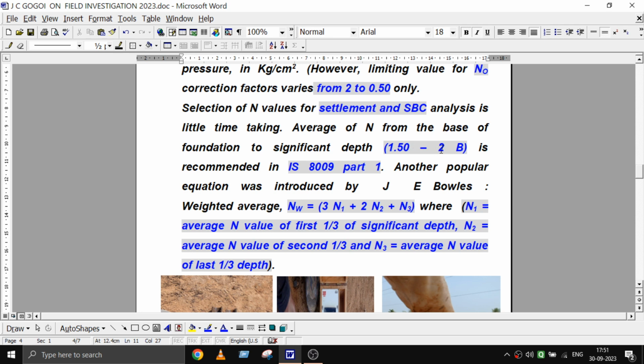In the case of settlement analysis, we are getting less settlement at this depth, twice B, whereas here it is a little higher. Of course, it will be about 10% only. If you consider 2B as the significant depth, then it is much less, about 10% less than 1.5B.